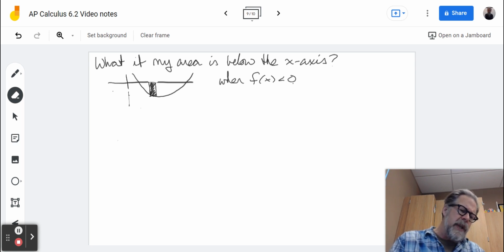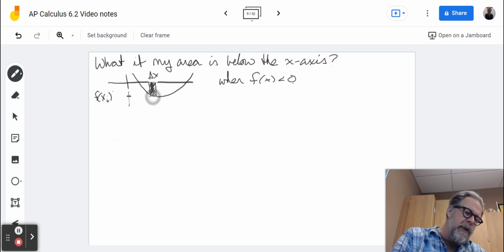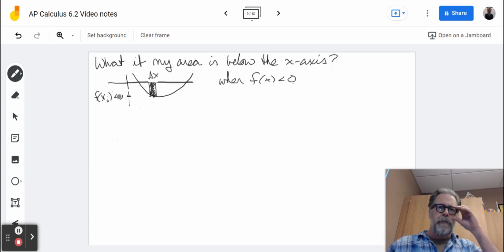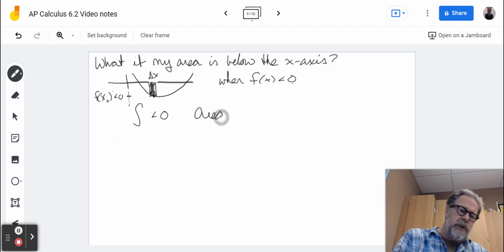Remember, we've talked about the integral as the sum of all these little things. And here's the problem that we run into. Change in x is a constant for my function, so I don't have to worry too much about that. But f of x sub i, the value that I am using as the height of this rectangle, is less than 0. So if I take the integral of this little bit, I'm going to get a negative number. Clearly, the area is going to be a positive number.